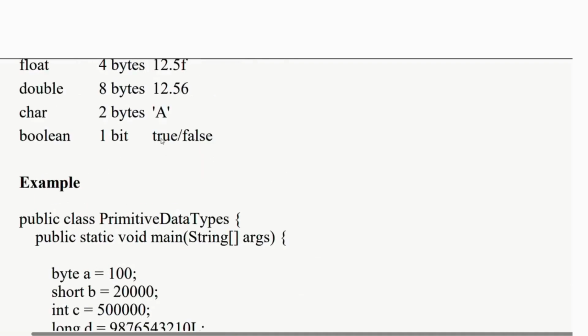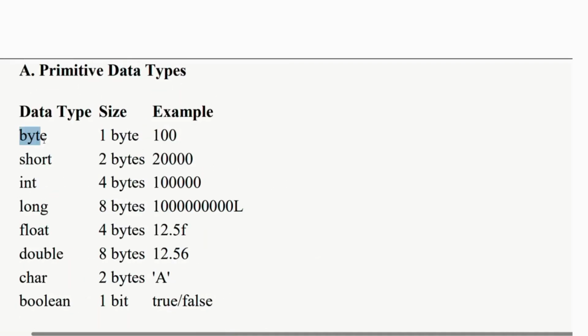In primitive data types we have 8 types: byte, short, int, long, float, double, char, boolean. Byte size is 1 byte. 1 byte is nothing but 8 bits. Short has 2 bytes, int has 4 bytes, long has 8 bytes. Again, float has 4 bytes, double has 8 bytes, char has 2 bytes, and boolean has only 1 byte. So there is an example, like byte is 100. Short, this is the example we have given, showing how a value is stored in it.